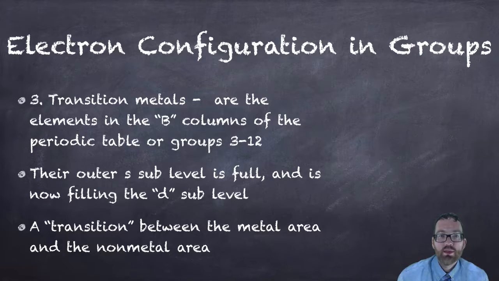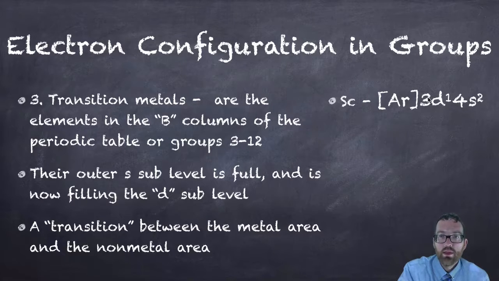They're called transition metals because they're a transition between the metal area on the periodic table and the nonmetal area. So here's an example. If you have this 3d1, as long as you see a filled s and any electrons in the d sublevels, you know it's a transition metal.